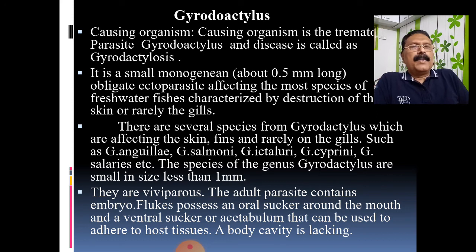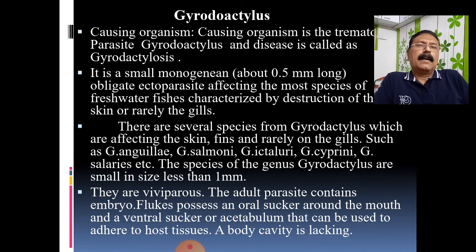When you see the structure of this monogenic trematode, this parasite, it is viviparous. You have seen what is oviparous and what is viviparous. Oviparous is the animal which lays eggs, and viviparous means the individuals which give direct birth to the young one. So it is a viviparous parasite. It gives direct birth to the young one, therefore it is viviparous.